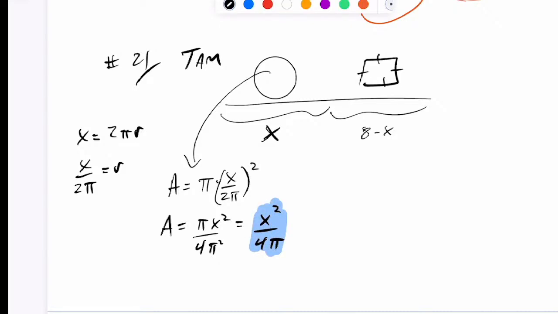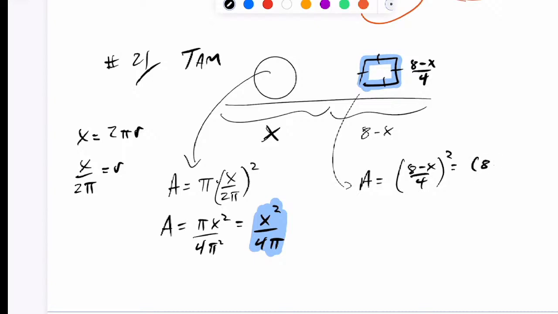Now I go to this shape here. Each side is x divided by 4, right? The total perimeter around this square is 8 minus x. Since it's a square, I have to divide it by 4 because every side is the same length. So this will be 8 minus x over 4, squared. So the area of this square is 8 minus x quantity squared over 16.